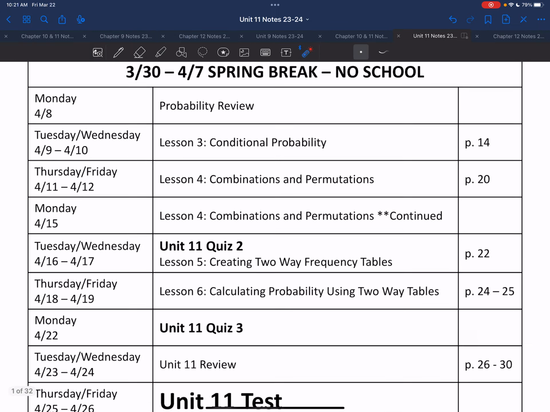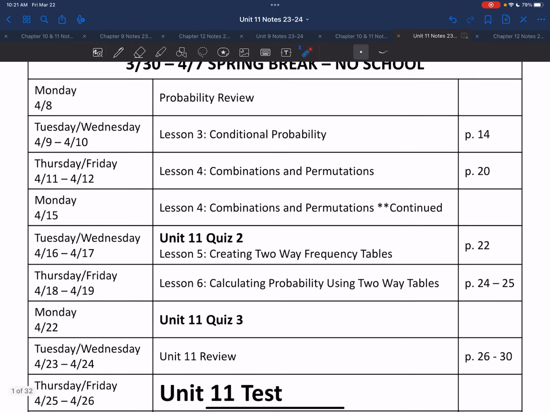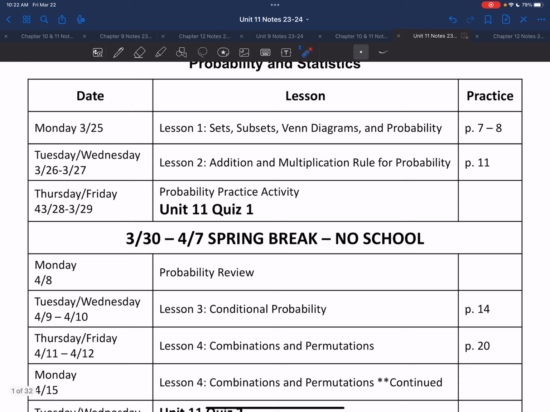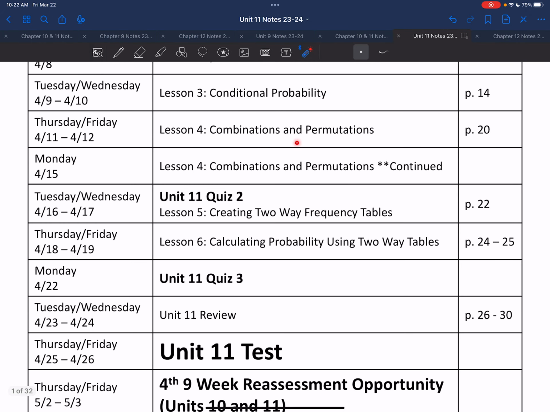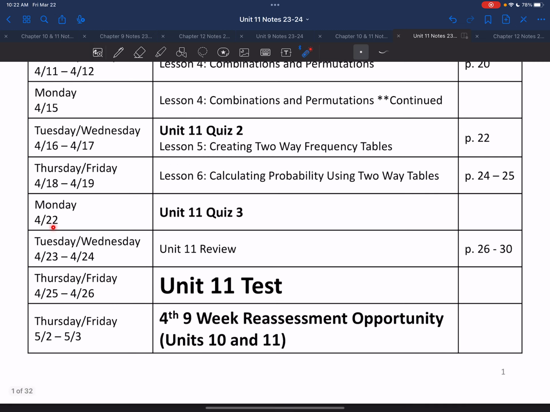This is a longer unit. We're actually going to have 3 quizzes for this one. So this upcoming Friday, or Thursday, Friday, the 28th and 29th, we're going to have our first quiz. Then we got spring break. And then when we get back from spring break, we're going to be doing a bunch of notes. And then Tuesday, Wednesday, the 16th and the 17th, that's our second quiz. Monday, the 22nd, that is quiz 3. That following block is going to be review, and then Thursday, Friday, 4/25 and 26 is the Unit 11 test.